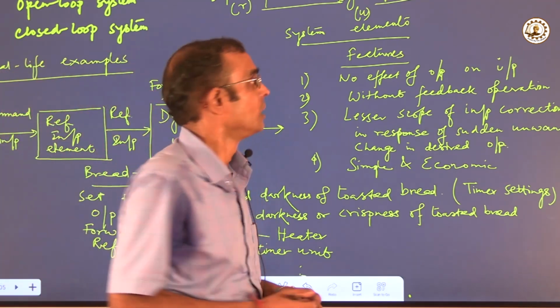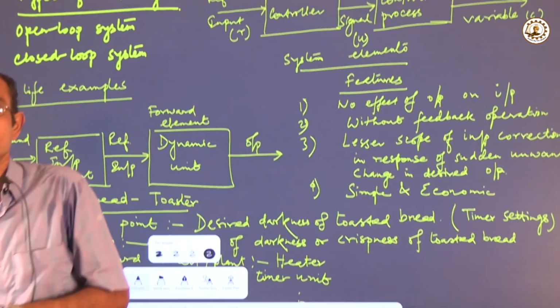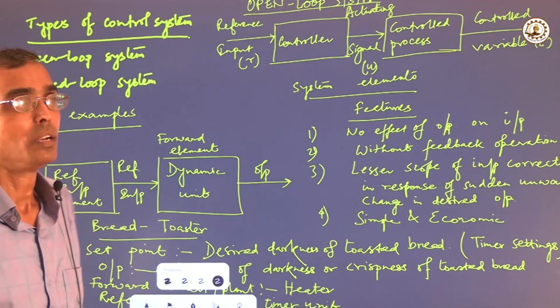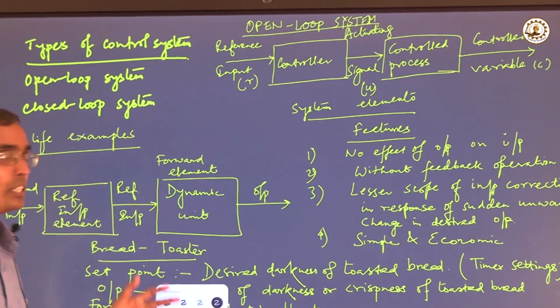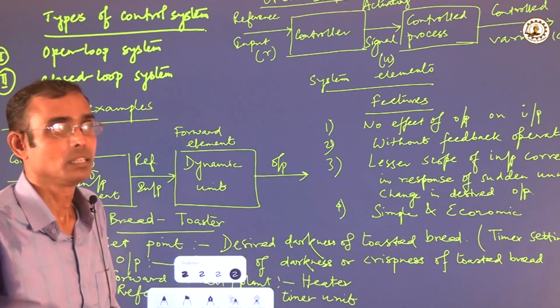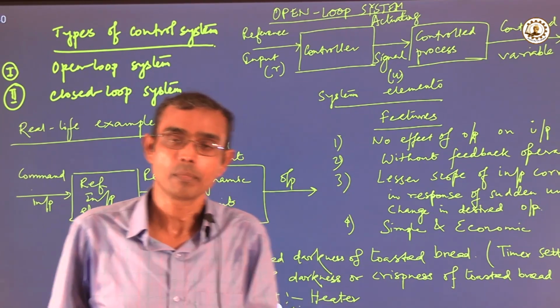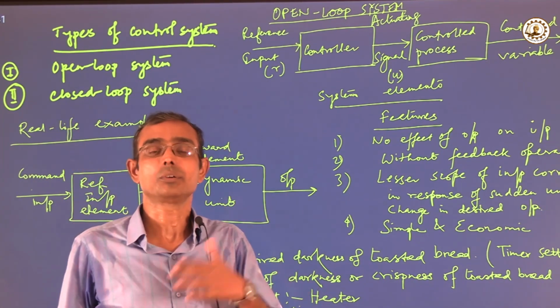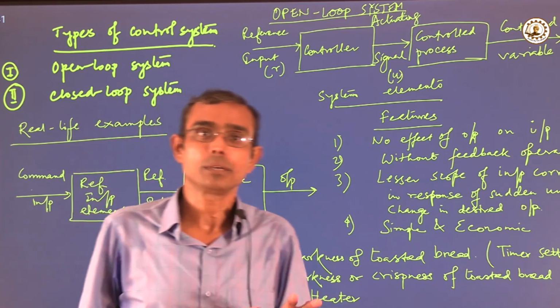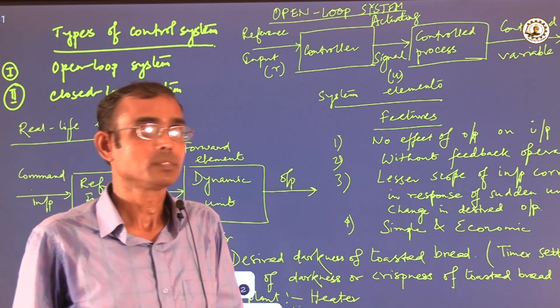Hello students, this is a class on control systems. This is a continuation of the previous class. In the previous class, I discussed the basics of control systems: what is actually a system, what is the control objective, and the purpose of working with a control system.